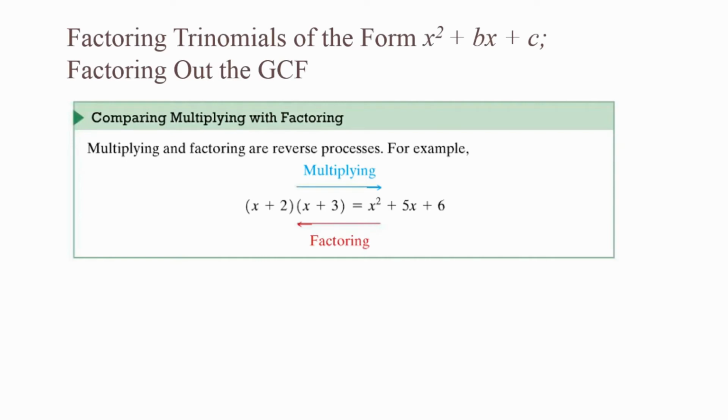Factoring trinomials of the form x squared plus bx plus c, and factoring out the GCF. Comparing multiplying with factoring. Multiplying and factoring are reverse processes. For example, when multiplying x plus 2 times x plus 3, our result is x squared plus 5x plus 6. When factoring x squared plus 5x plus 6, we get a result of x plus 2 times x plus 3.